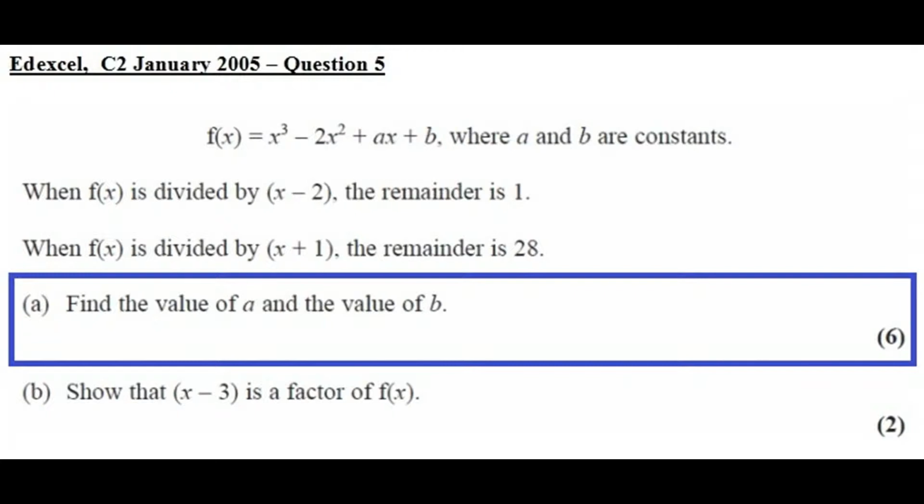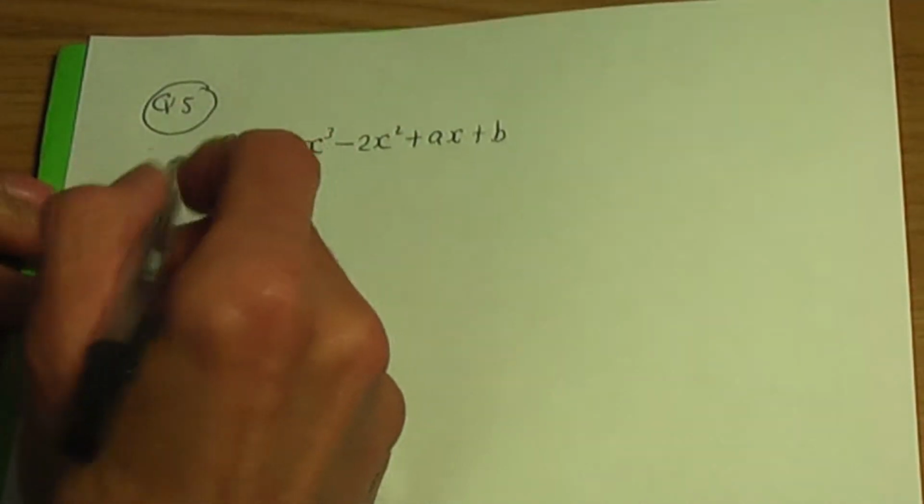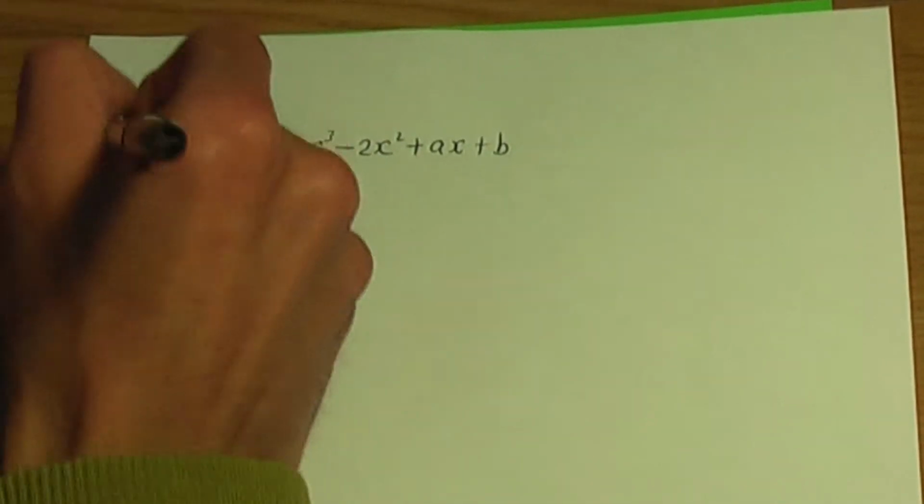Now, this problem concerns the remainder theorem. So what I'm going to do is create an equation to work out the remainder when f of x, the polynomial, is divided by x minus 2. So let me show you the steps of the remainder theorem to help us create such an equation. So back to the paper and pen. Now, here's the remainder theorem steps.